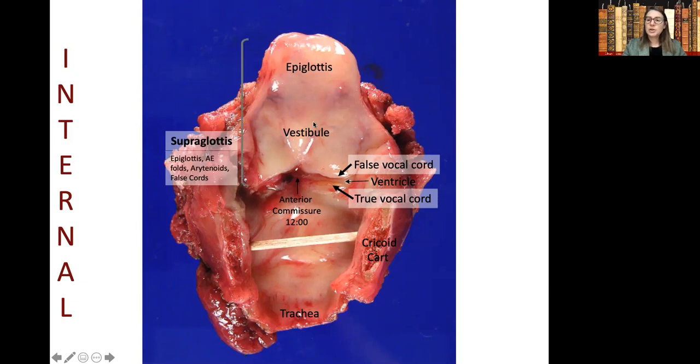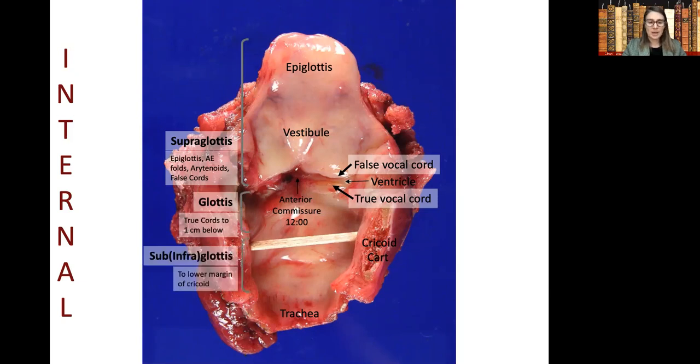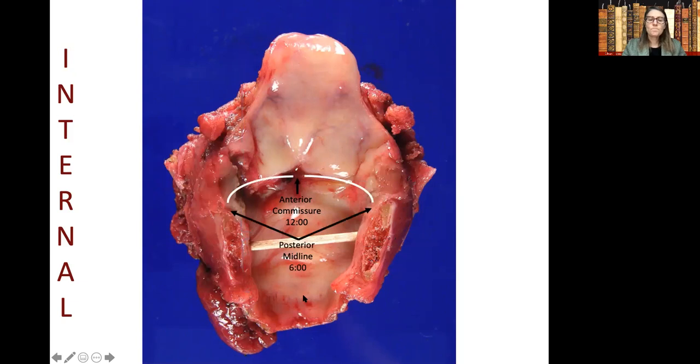The larynx is split into three main anatomic compartments: the supraglottis, which runs from the epiglottis to include the aryepiglottic fold, the arytenoid cartilages, as well as the false cord. Then there is the glottis, which contains the true cords to about 1 centimeter below. And then the sub- or infraglottis, which is, again, about 1 centimeter below the true cords, all the way to the bottom margin of the cricoid, and we stop before we get to the trachea. Just to remind ourselves, there's the anterior commissure where the cords meet, and the posterior midline, where the posterior aspects meet, we will call the 6 o'clock pole.